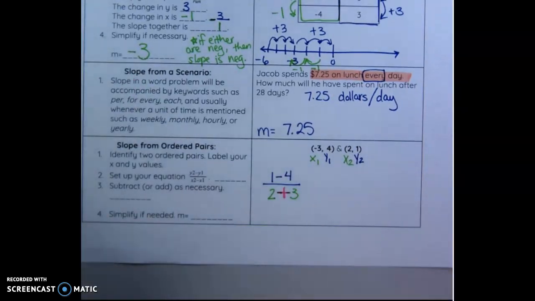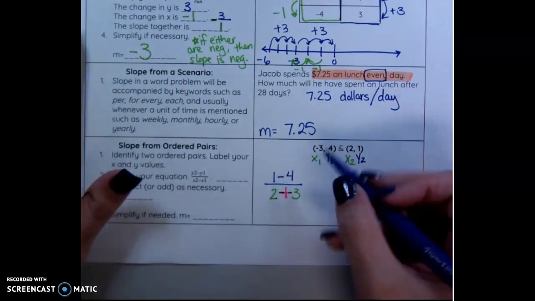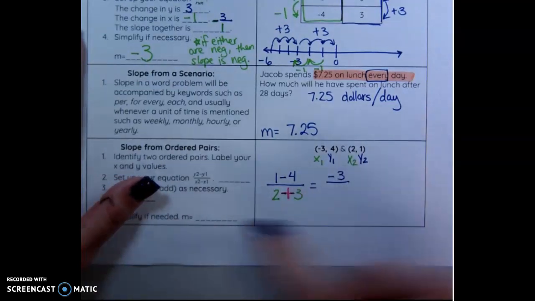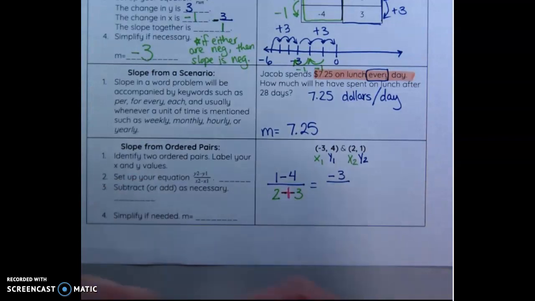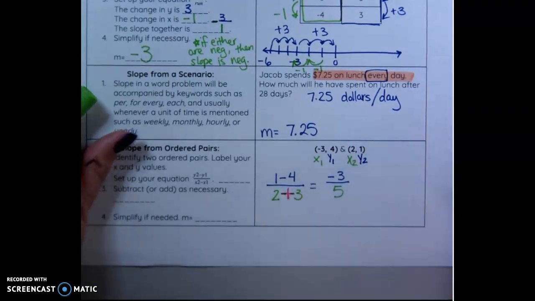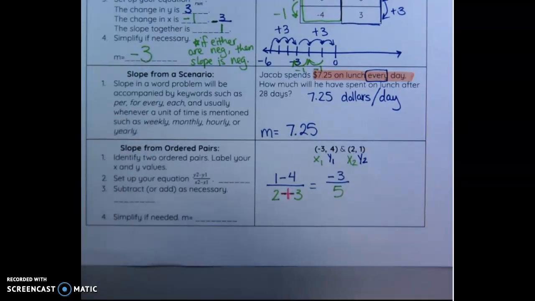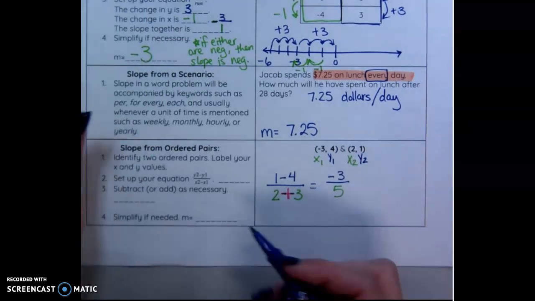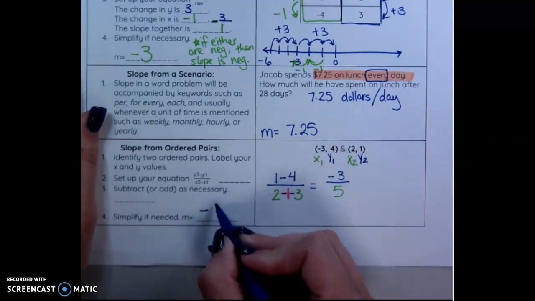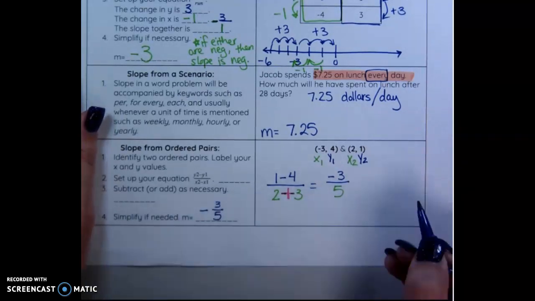Okay? So 1 minus 4 equals negative 3. Okay, if I have 1 and I take away 4, I still need 3 more. And then 2 plus 3 is 5. So, simplify if needed. This cannot reduce. This is negative 3 fifths.